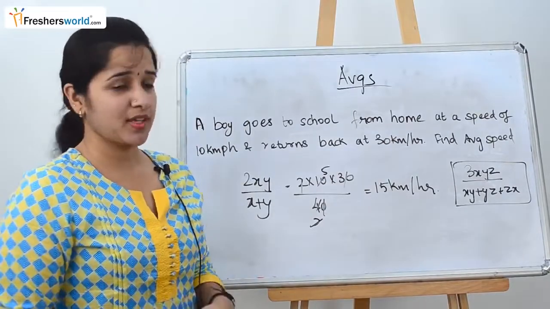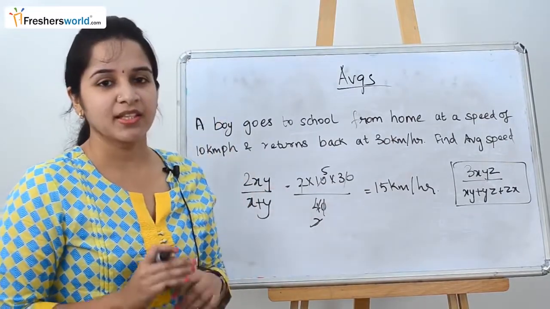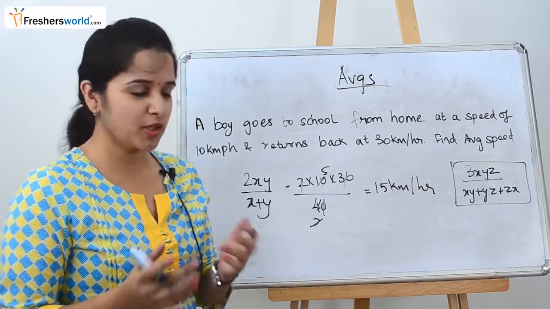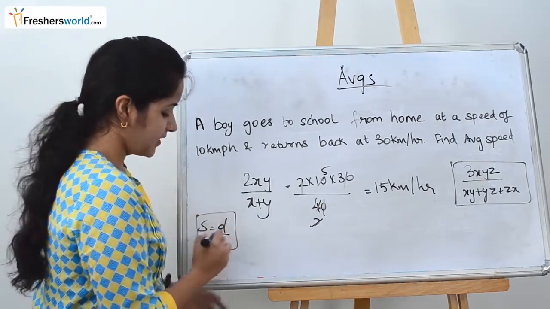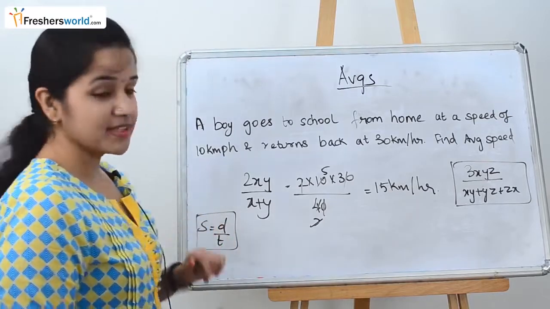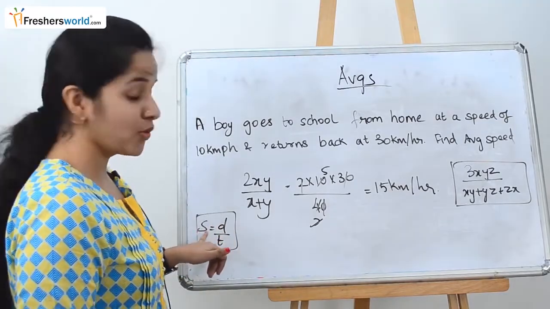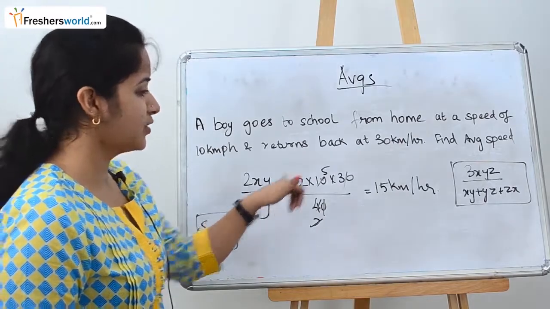What is the other way of asking? They won't give you the speed. They will give you the distance and time. So we know that speed is equal to distance by time. So find the distance by time, and you can find the speed. Once you know the speed, you will know the variable and you can substitute in either of the formulas.